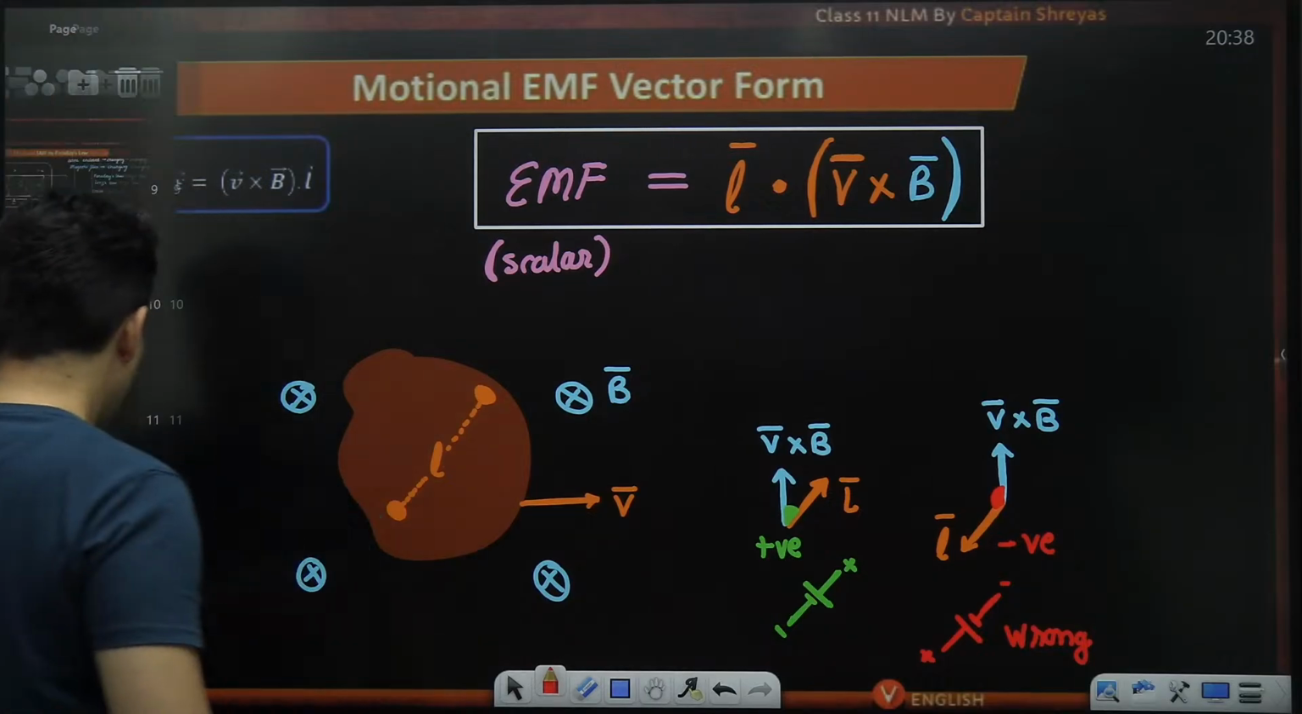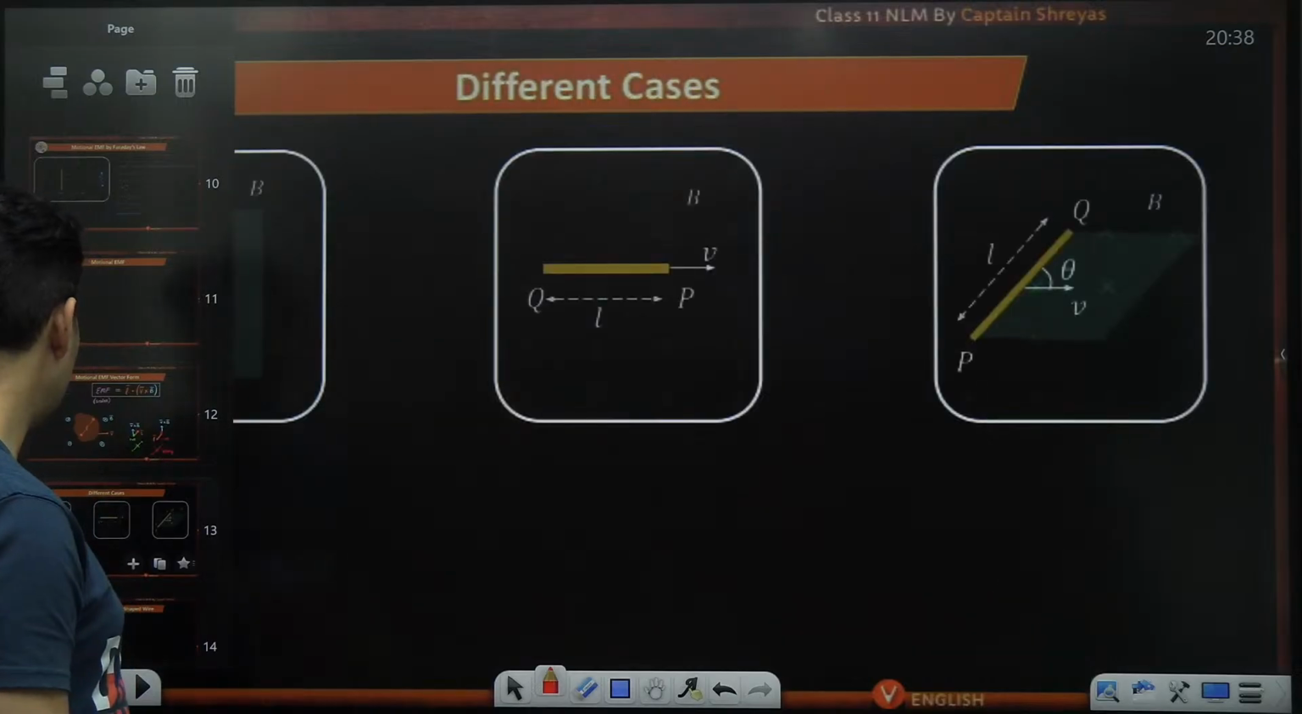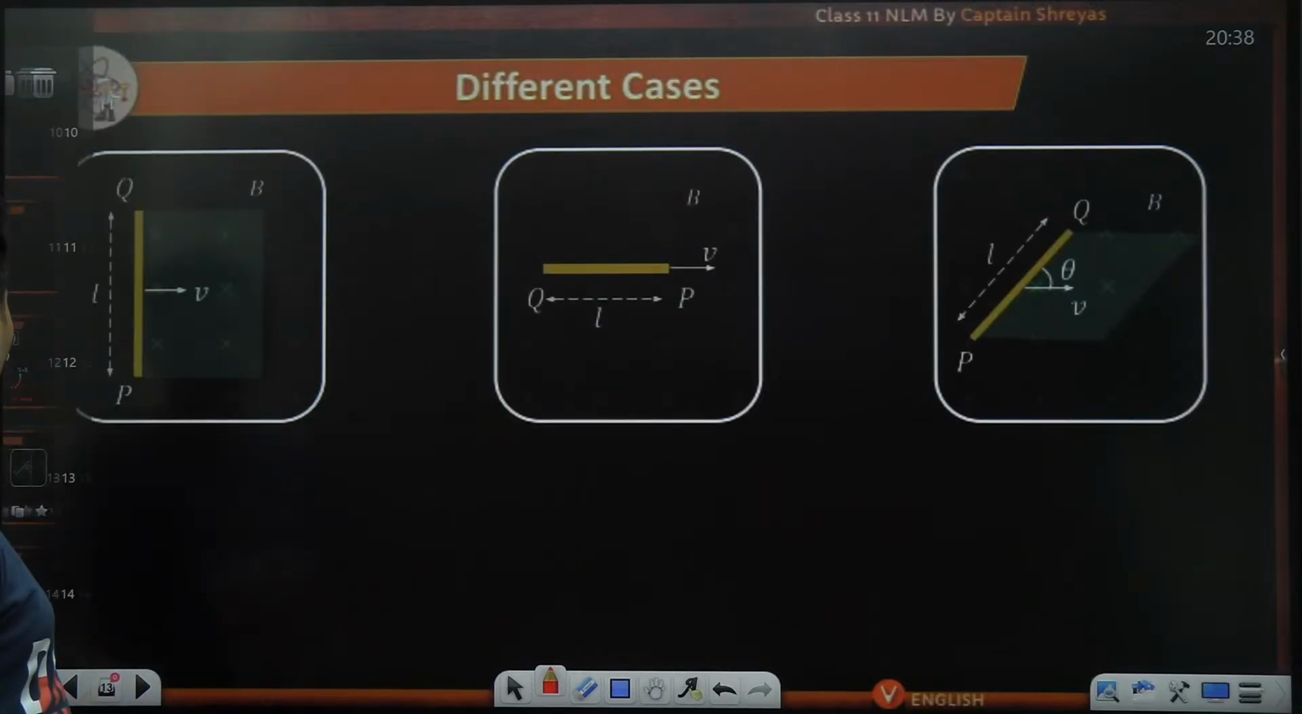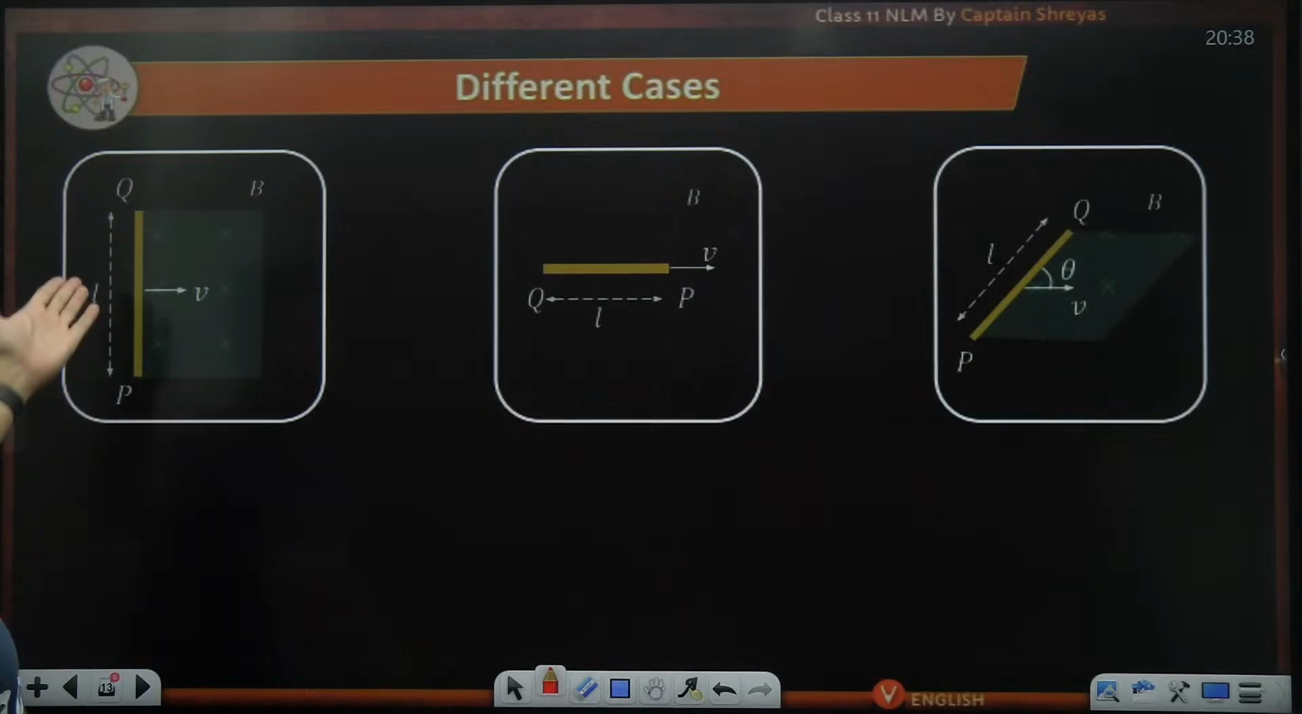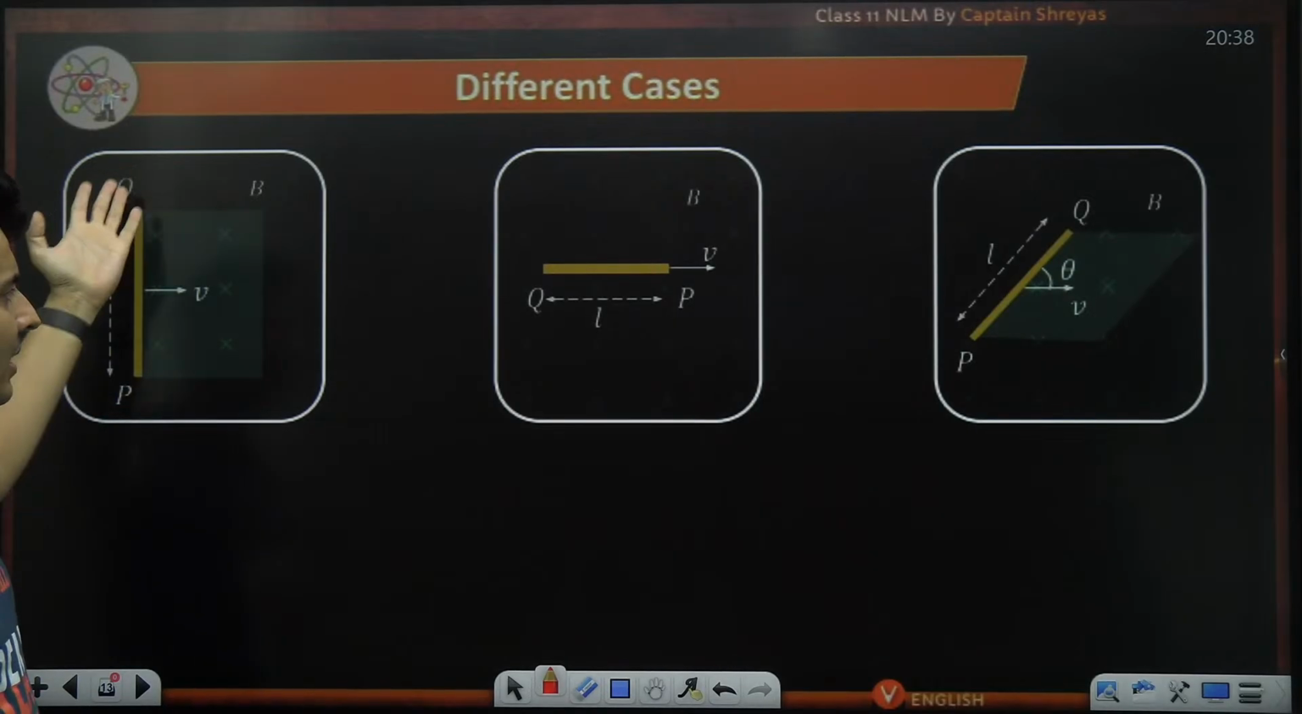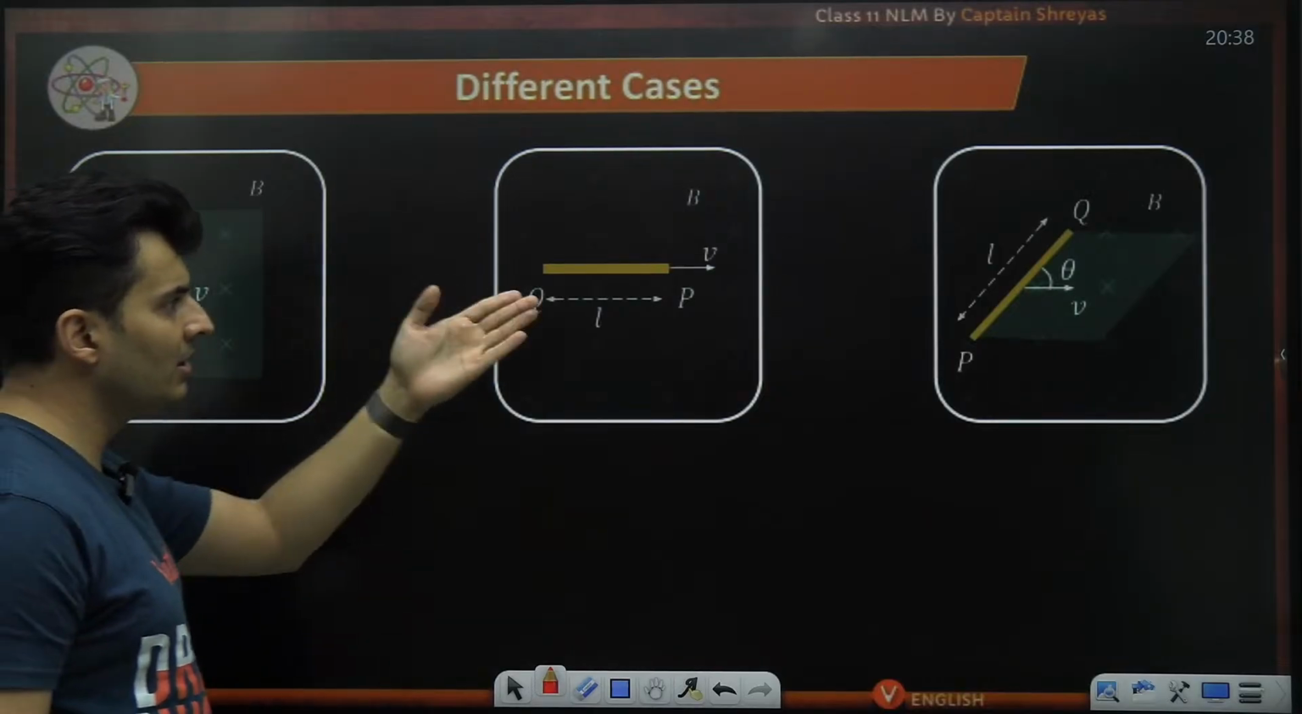Okay, sir. Let's go to some cases and figure out what might be the motional EMF in all these scenarios. Take this example: the magnetic field is inside, the length is here, V is here. Which side is positive, which side is negative? Same thing here and here.